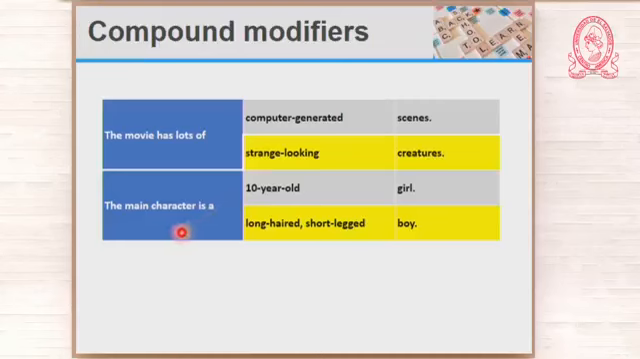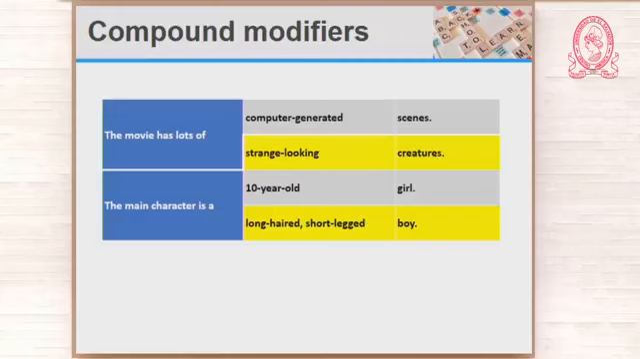The next sentence has a double compound modifier, two compound modifiers. The main character is a long-haired, short-legged boy. Okay? Compound, compound. Hyphen, hyphen. Okay? What is the thing to remember? When you have a compound modifier, you include a hyphen between the words, between the modifiers. Okay? Now, let us see some grammar notes.